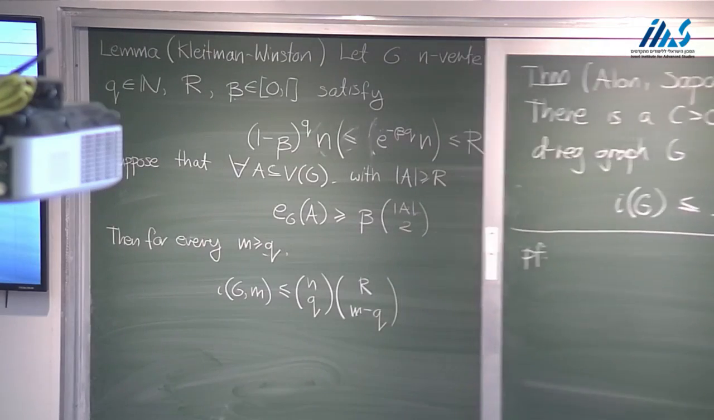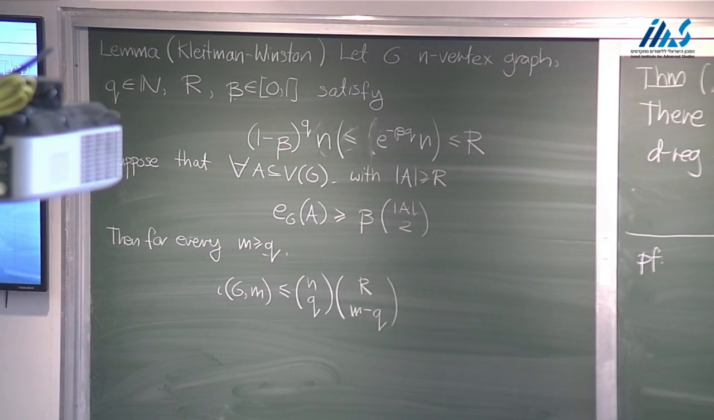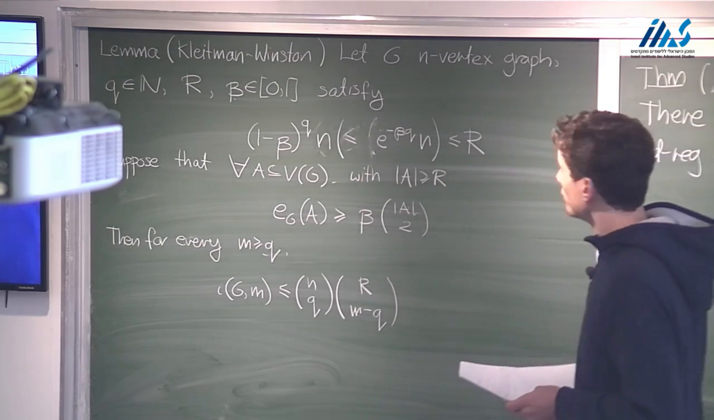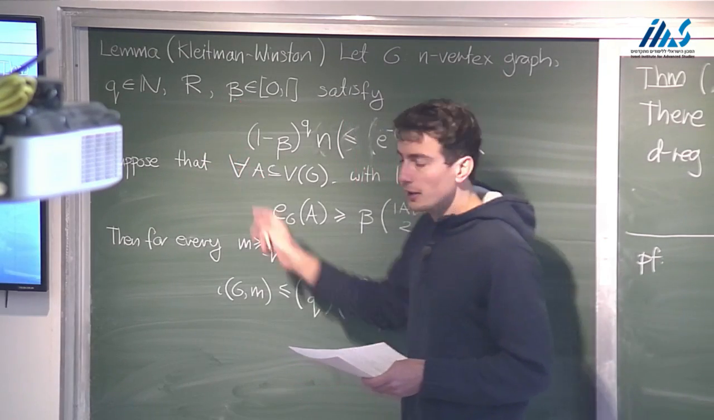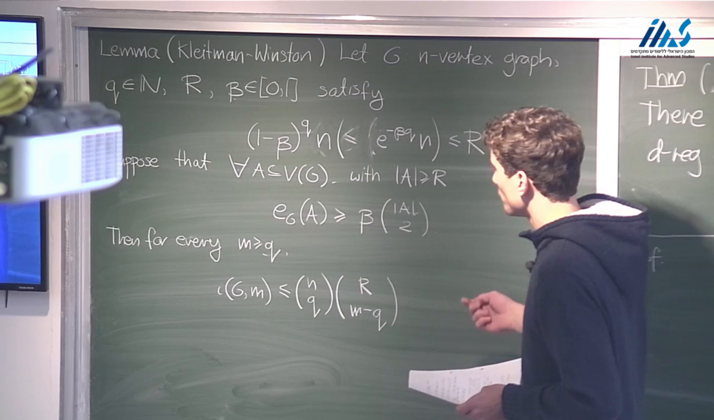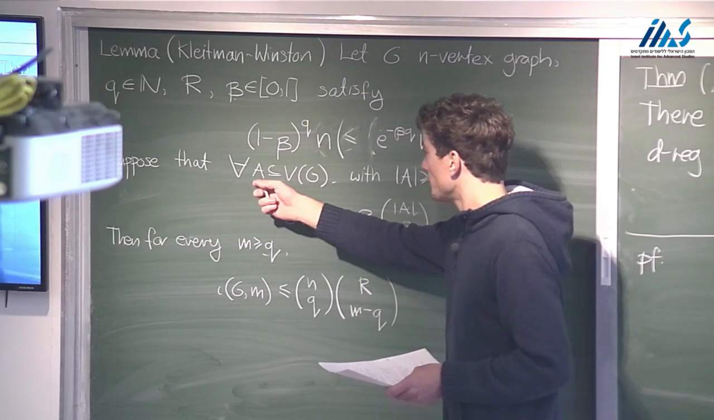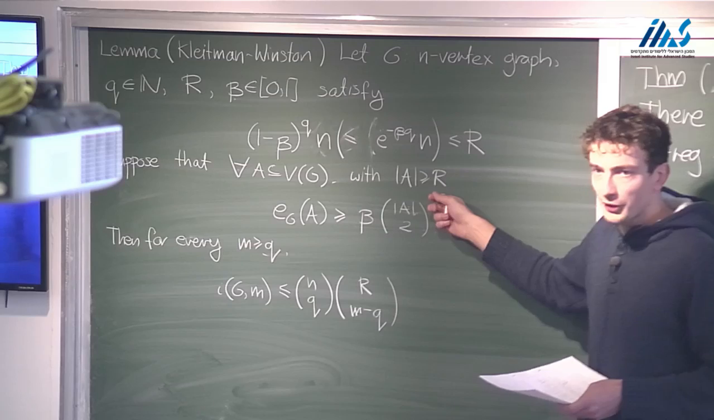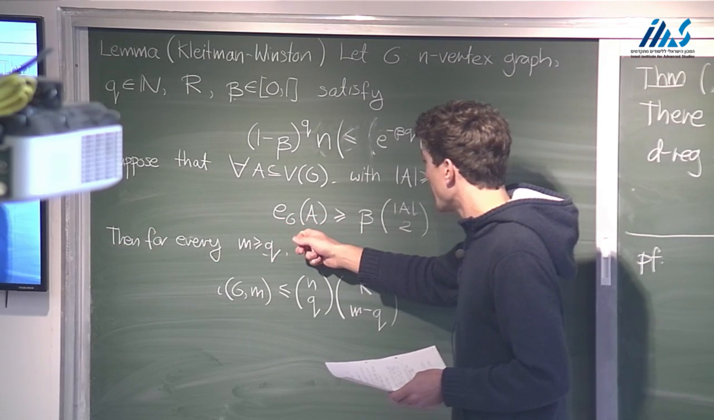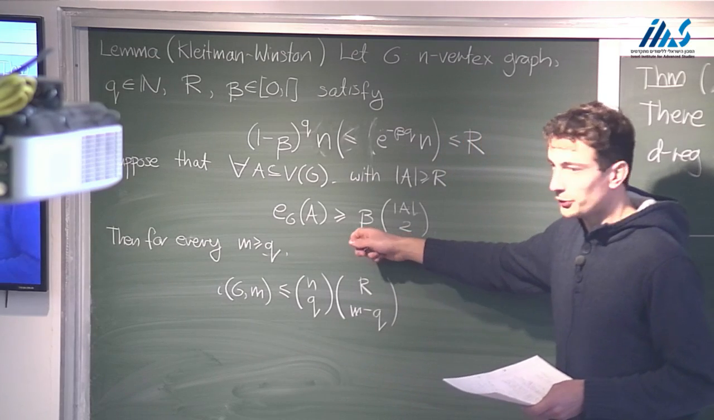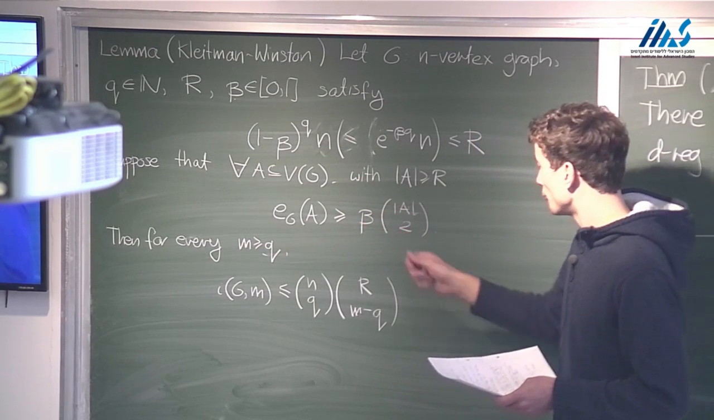And so here, to save time, I took the liberty to write down the statement. So let me briefly review it. We have three parameters here, q, R, and beta. And we're assuming that our graph satisfies the following property. Whenever we take a subset A which contains at least R vertices, then the subgraph of G induced by A has density at least beta.